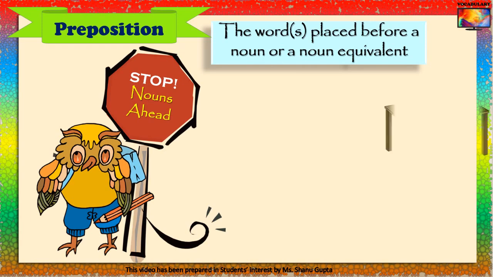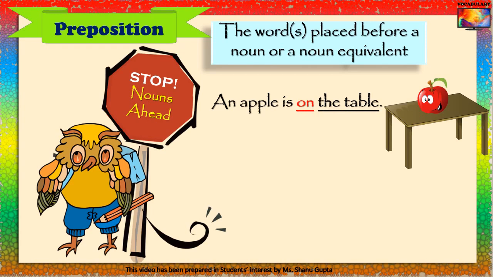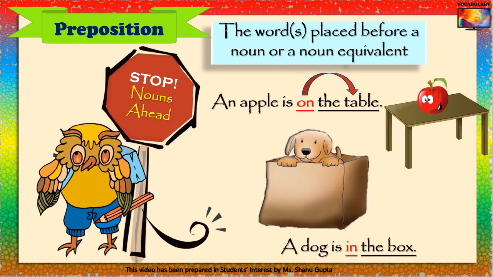For example, an apple is on the table. The word on is a preposition which introduces the noun phrase the table. The preposition on relates apple and table. A dog is in the box. Again, the word in is the preposition here which introduces the noun phrase the box. The preposition in relates the dog and the box.